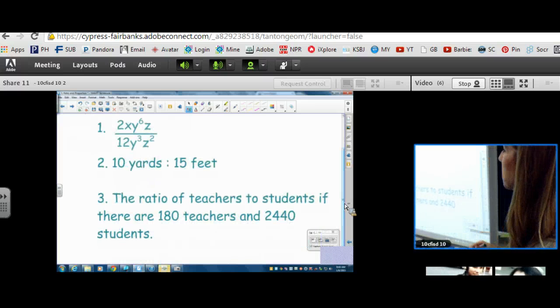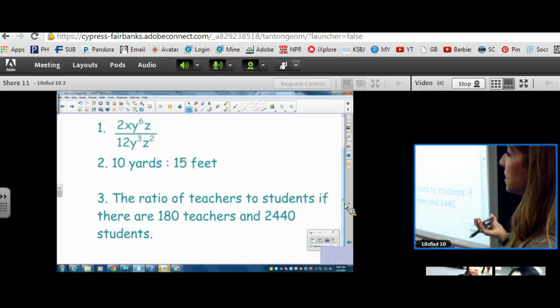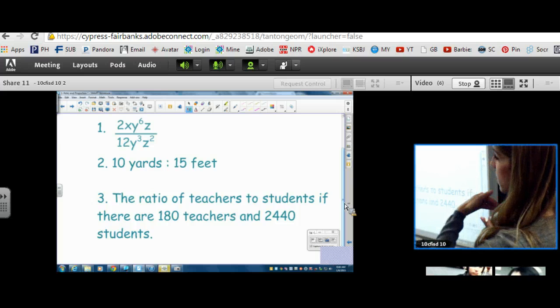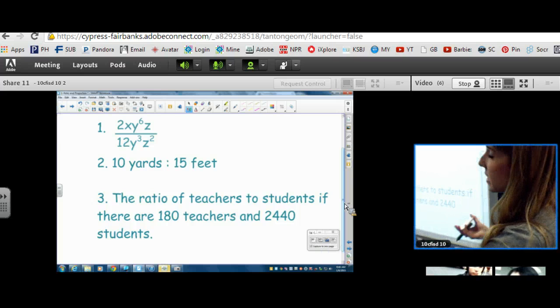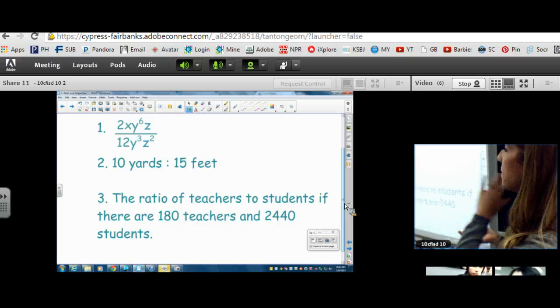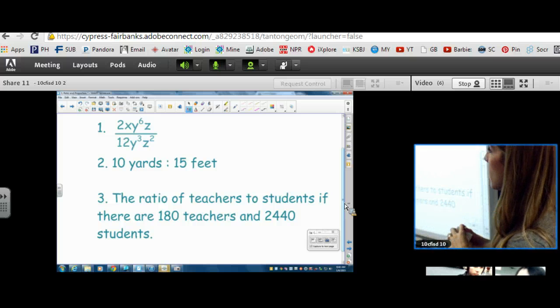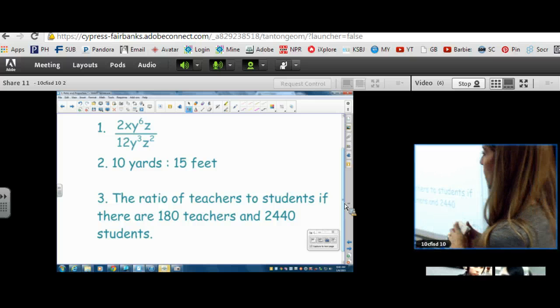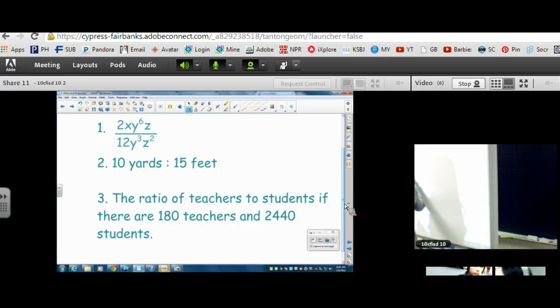So we are ready to simplify number 2. Sorry about that, we got a little confused. So we need to adjust one of these. We can put all of it in yards or we can put all of it in feet. It doesn't matter. I'm going to put all of it in yards. I know that there are 3 feet in a yard. So instead of 15 feet, I'm going to divide it by 3.